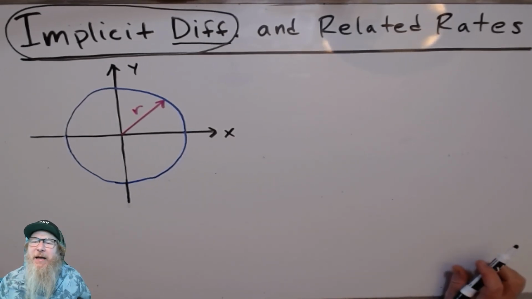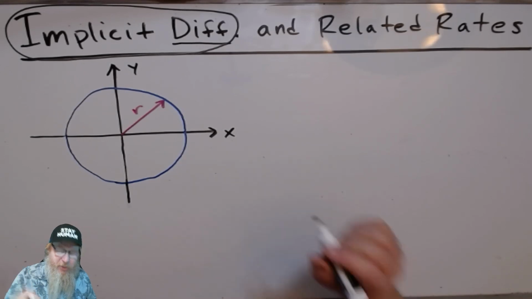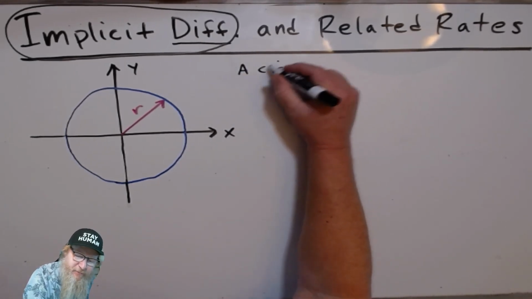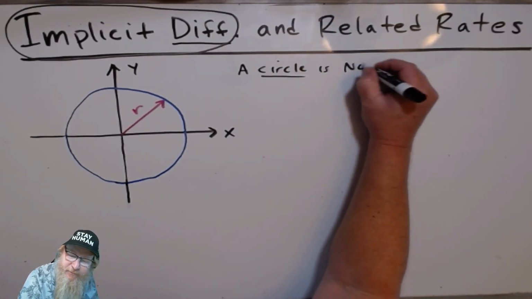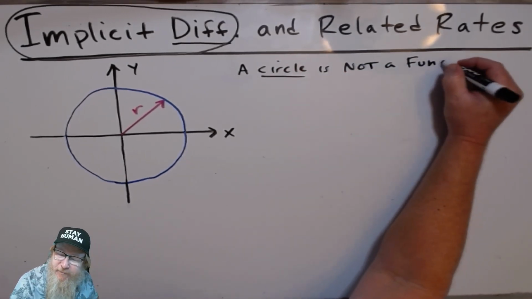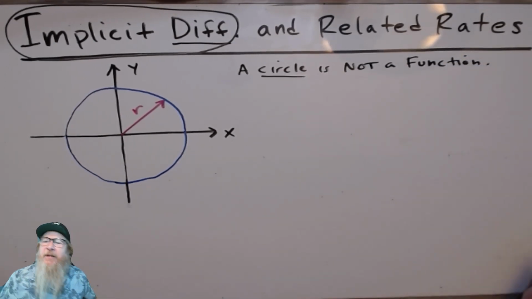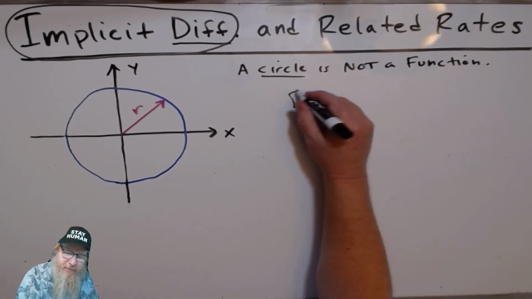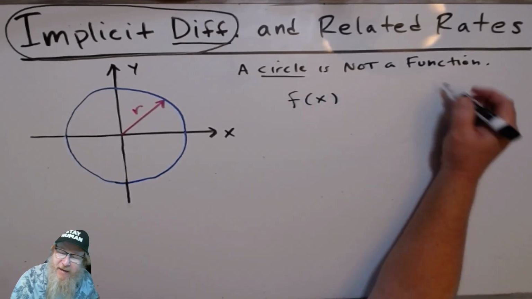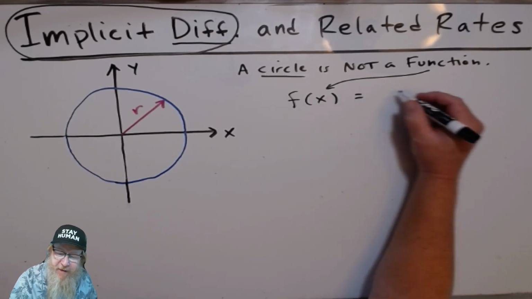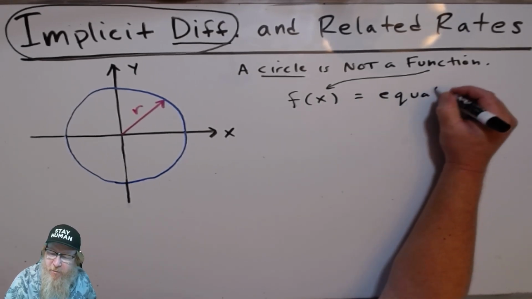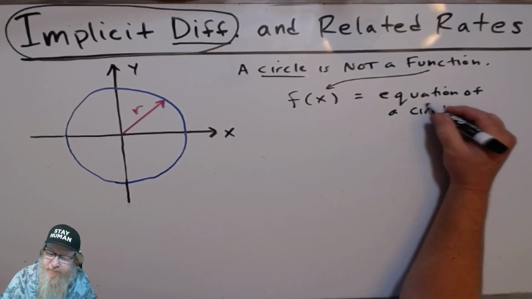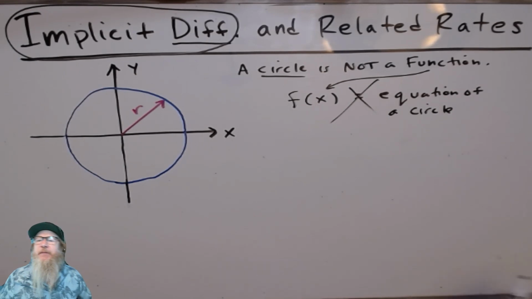Interesting fact that you might have learned earlier in math: a circle is not a function. So far, everything that we've done, it is impossible to write f of x and have it be the equation of a circle. That's impossible. That cannot be done.